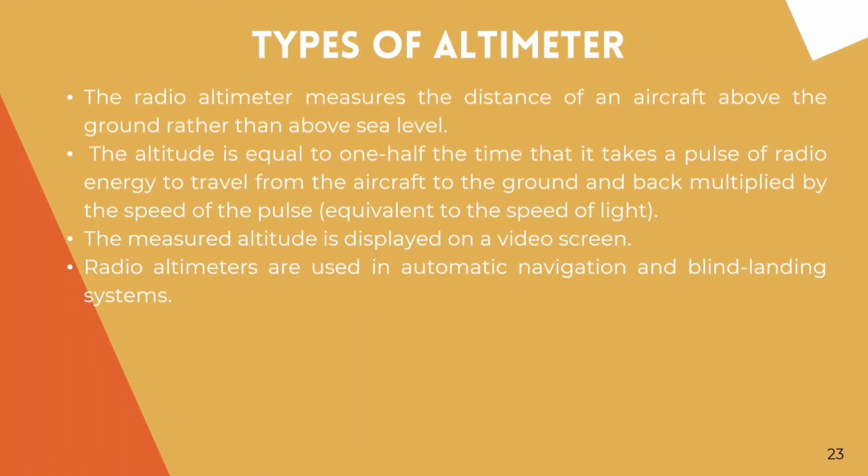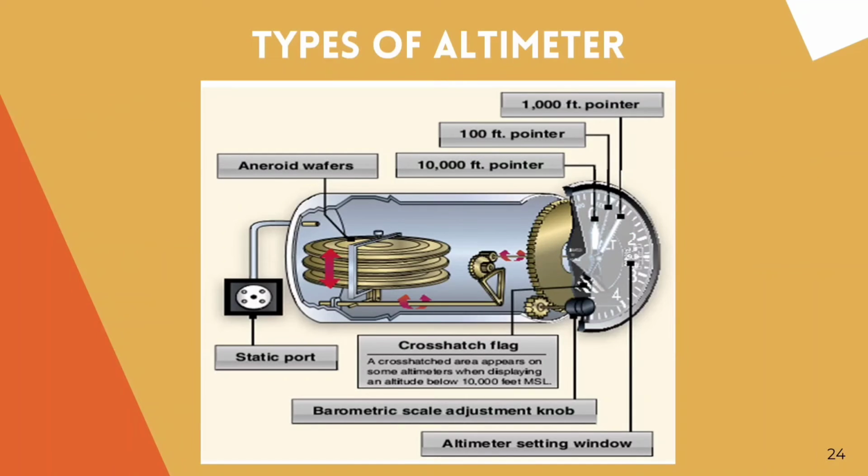The radio altimeter measures the distance of an aircraft above the ground rather than above sea level. The altitude is equal to one half of the time that it takes a pulse of radio energy to travel from the aircraft to the ground and back, multiplied by the speed of the pulse, which is equivalent to the speed of light. The measured altitude is displayed on a video screen. Radio altimeters are used in automatic navigation and blind landing systems. This figure right here shows the types of altimeter.